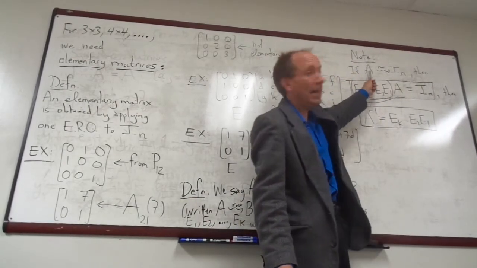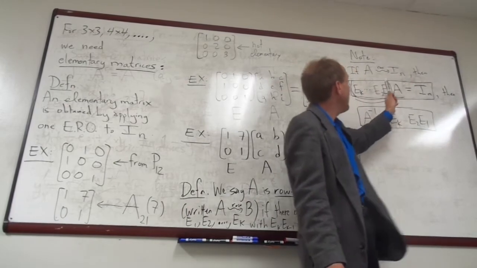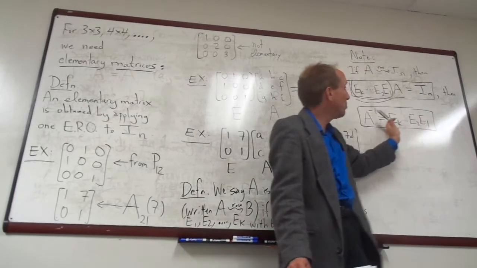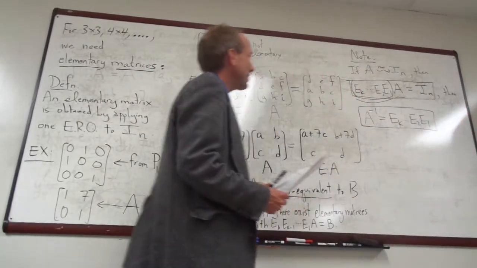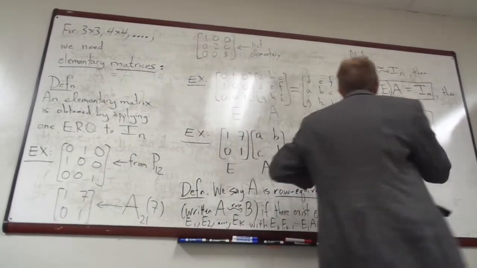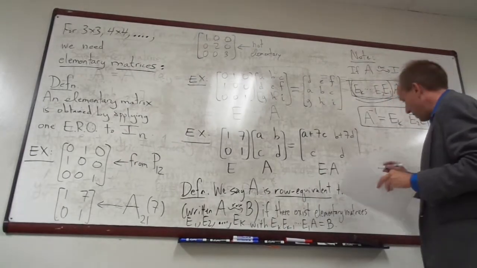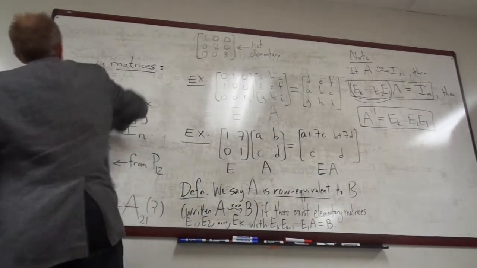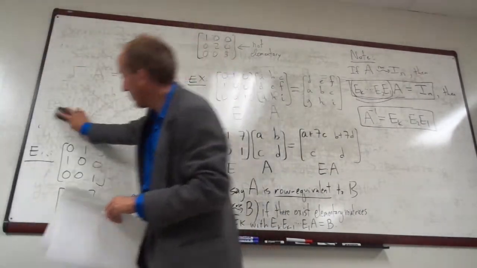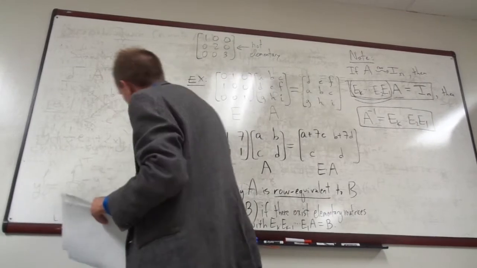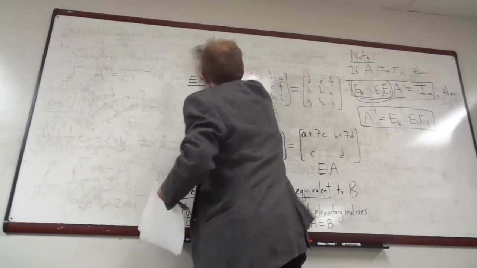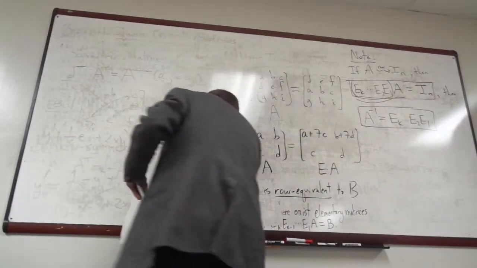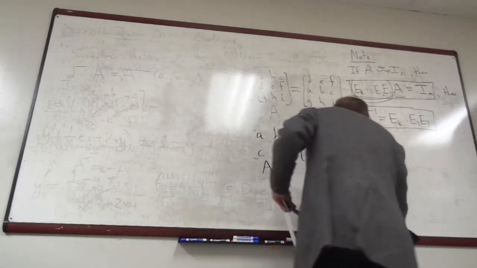If we can take A and row reduce it to the identity by using some EROs, then those EROs multiplied together give us A inverse. Okay, so that gives us a procedure. That gives us a nice procedure for finding the inverse of a matrix. I'm going to write down the procedure, and then show you an example, and that'll pretty much take care of the mechanics of finding the inverse of a matrix.